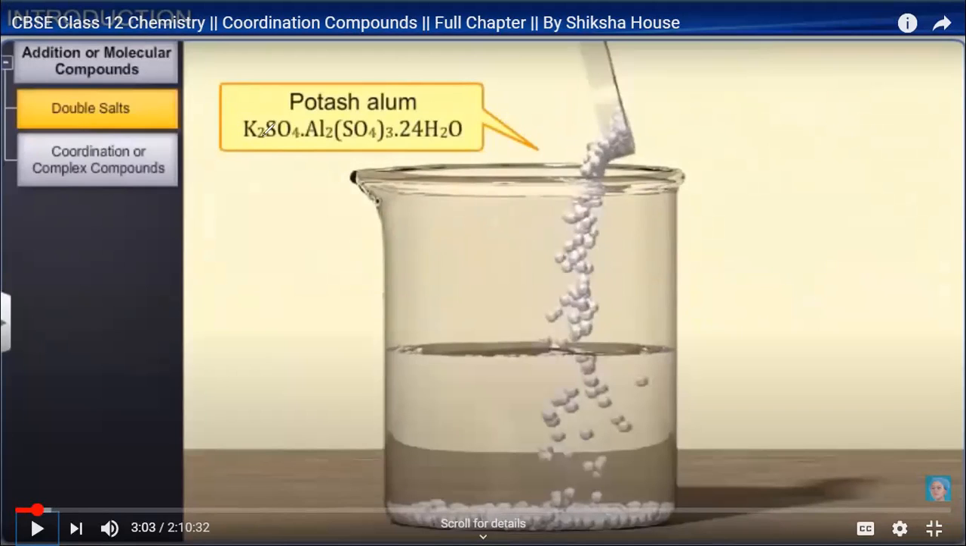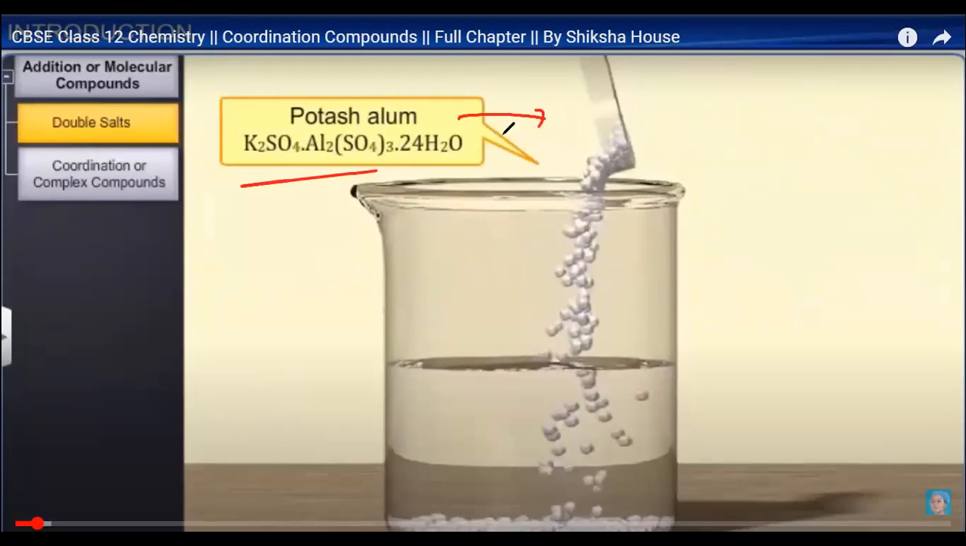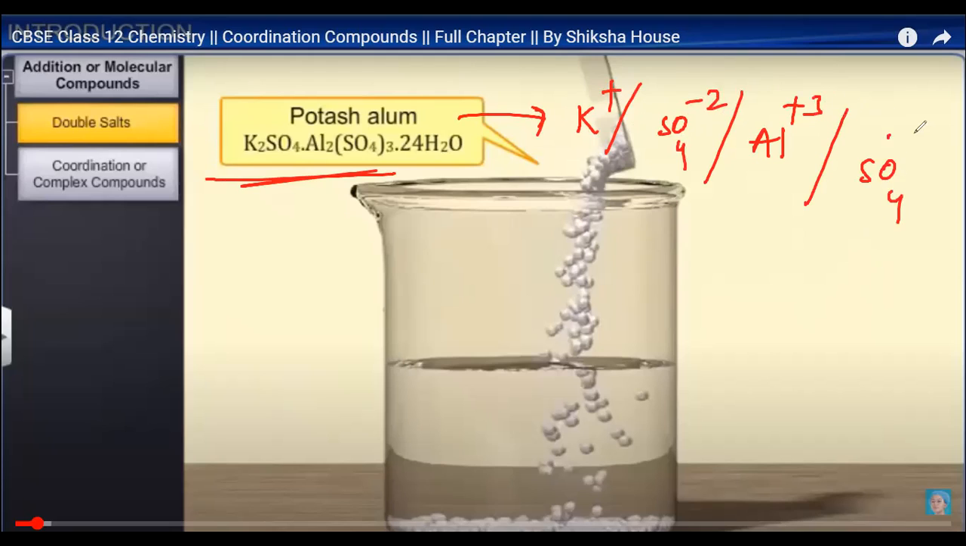So the potash alum, whatever compound is added here, is completely ionized to produce its ions. What are the ions here? First potassium, K plus, is one of the ions. Next sulfate, SO4 -2. Next aluminum +3, aluminum which is in the +3 oxidation state. Next sulfate, again SO4 -2. And next H plus, next OH minus, from the water molecule. So different ions are dissociated like this.